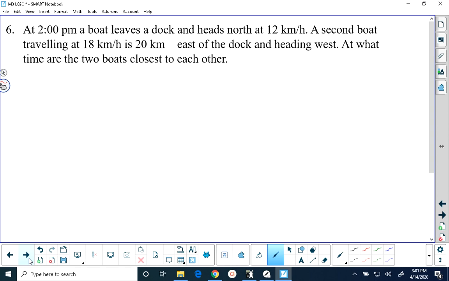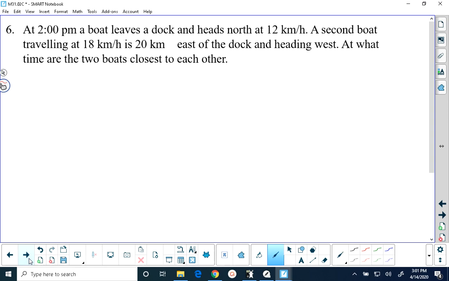And when you first encounter this question, we'll read it in a second in detail, and I'll dissect it for you. It looks an awful lot like a related rates question, but it's not a related rates question. A related rates question would be asking something like, at what rate is the distance between the ships changing? This question is saying, when are the ships closest together?